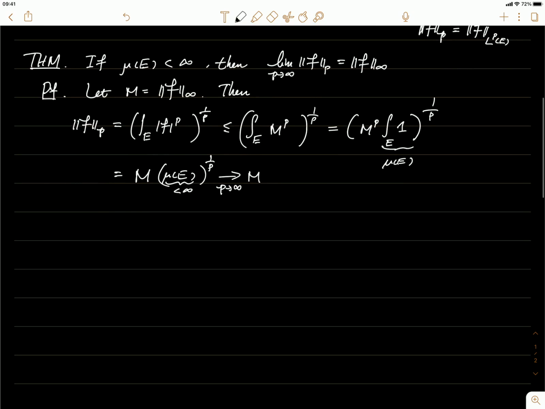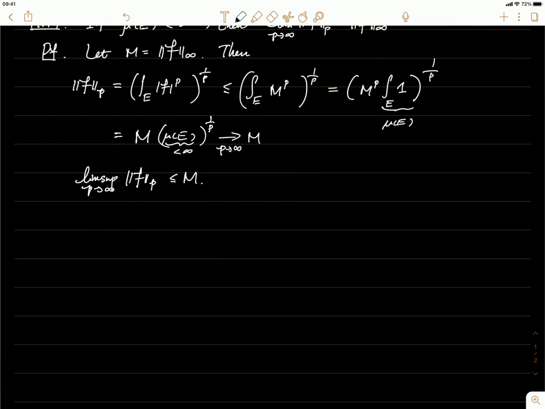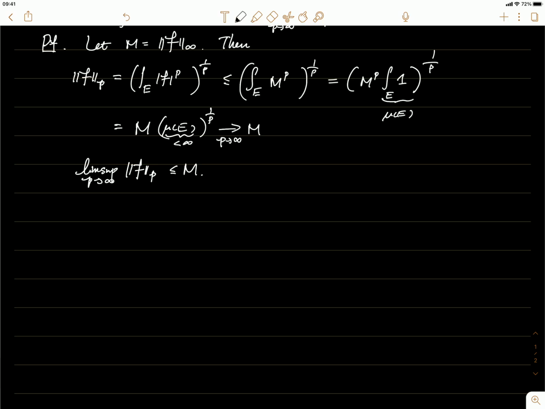This shows that the upper limit of ||f||_p is bounded by m. Now we only need to show that the lower limit is greater than or equal to m. To show that, for any epsilon, we let the set A be the set of points where the function f is bigger than m minus epsilon.